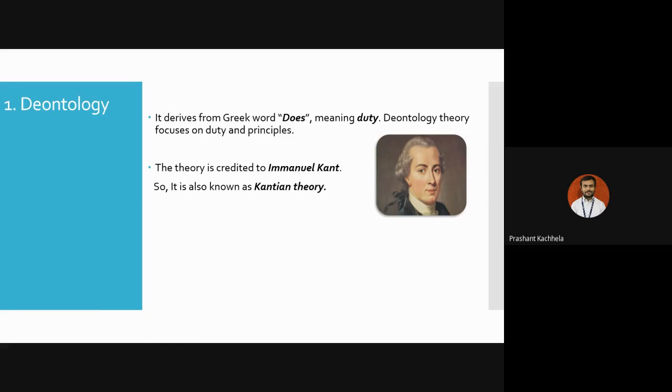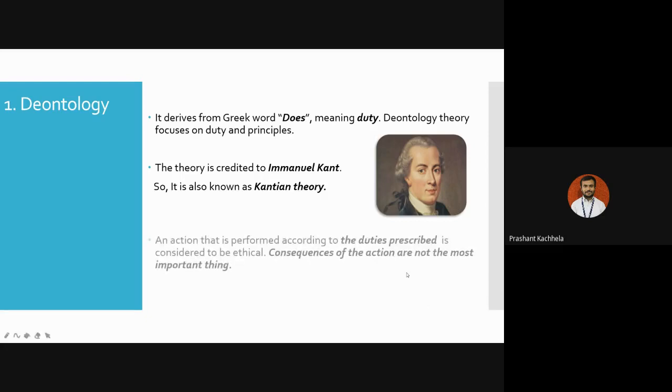So in exam, in viva, if the examiner asks you what the second name is, you can say that as the theory is credited to Immanuel Kant, that's why Kantian theory is the second name of deontology. Right. So if in exam it is asked to explain Kantian theory, don't worry, it is nothing but deontology. Right. Now, let me tell you what is the main message here.